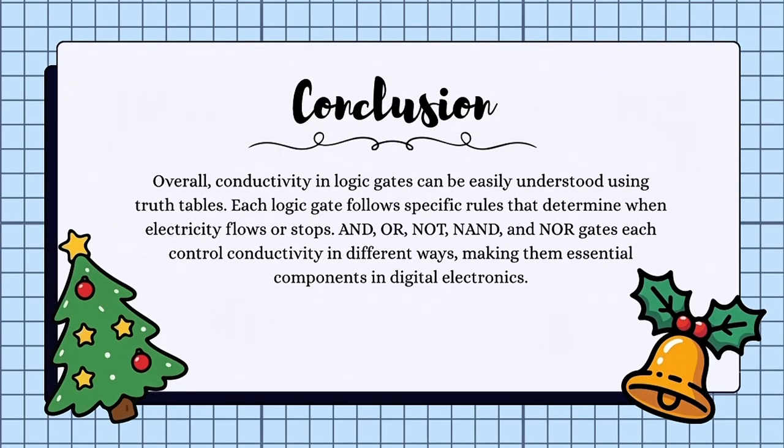So, to conclude all of that, conductivity and logic gates can be easily understood using these truth tables that I explained. Each logic gate follows specific rules that determine when electricity flows or stops. AND, OR, NOT, NAND, and NOR gates each control conductivity in different ways, making them essential components in digital electronics.